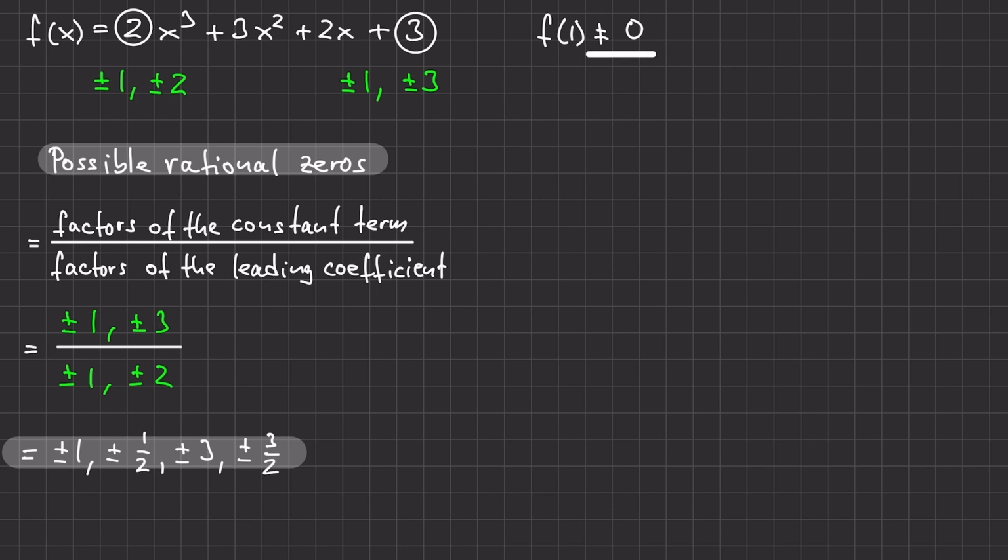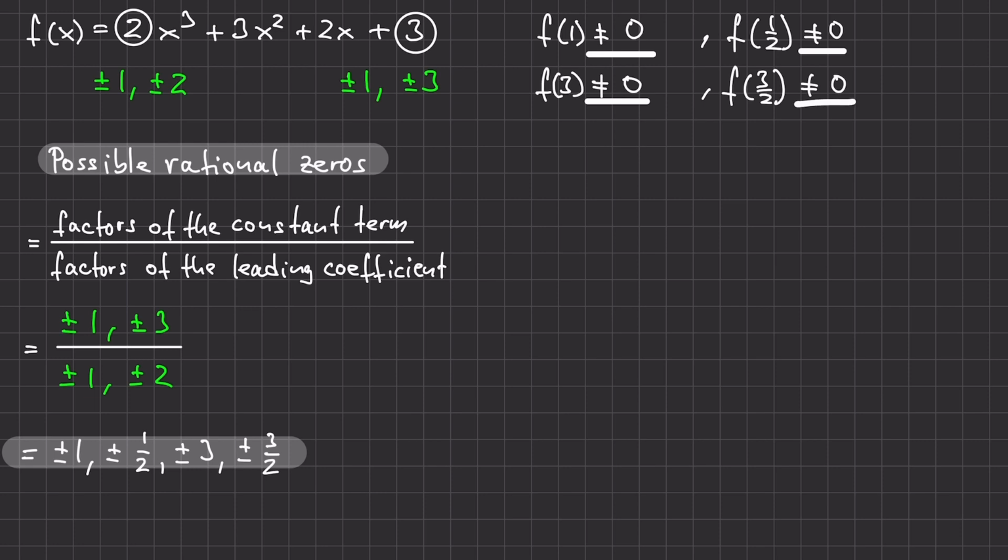We are going to get the same results with 1 half, 3, and 3 halves, because all these numbers are positive. So f of 1 half does not equal 0. f of 3 does not equal 0. And f of 3 halves also does not equal 0. Let's plug in the next number, which is negative 1.